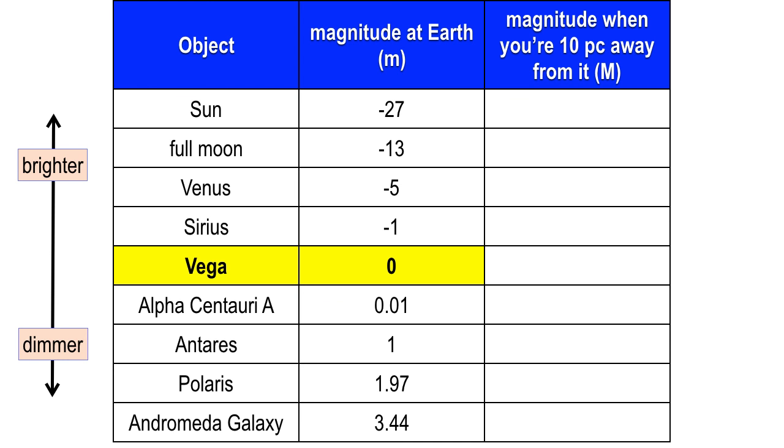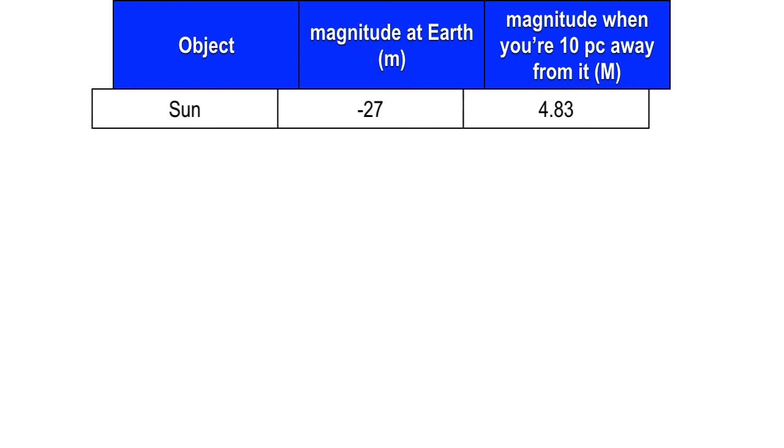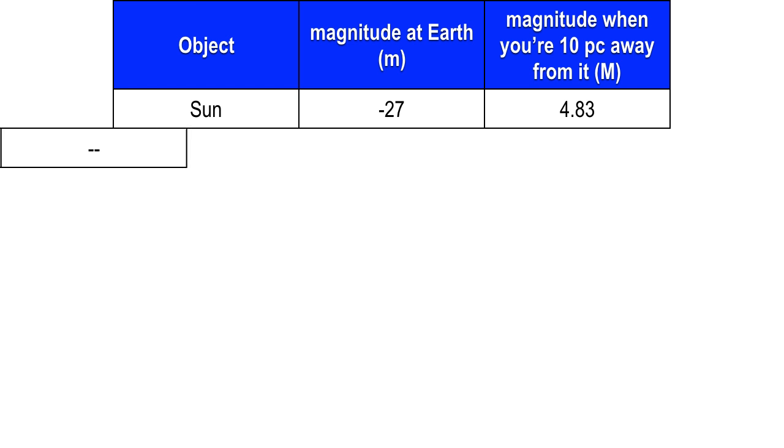So let's look at first the Sun. Okay, if you were 10 parsecs away from the Sun, about 32.6 light years, the magnitude of the Sun would be 4.83. You could see it. It's almost a five, so it's getting pretty dim, but you can see it. We can see fives. So if Earth were 10 parsecs from the Sun, that's how bright it would be. If we sent a spacecraft 10 parsecs from the Sun and they looked back, that's how bright the Sun would be.